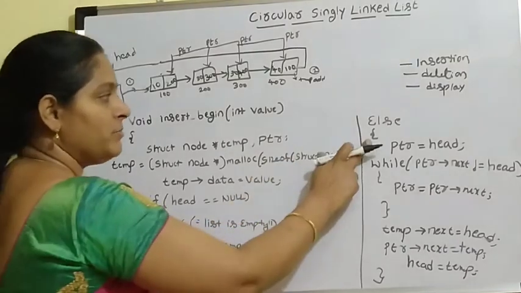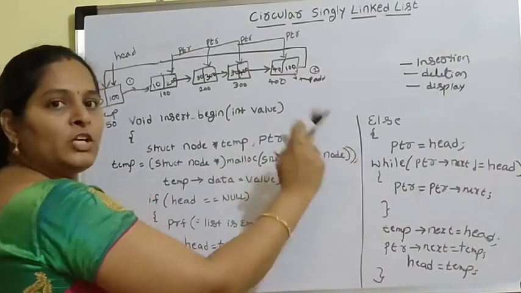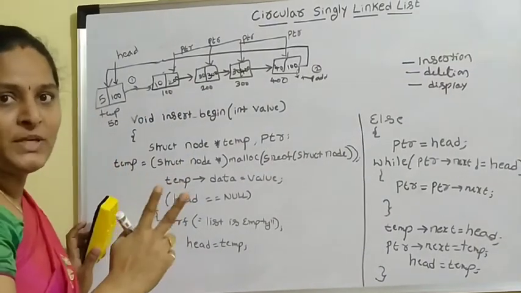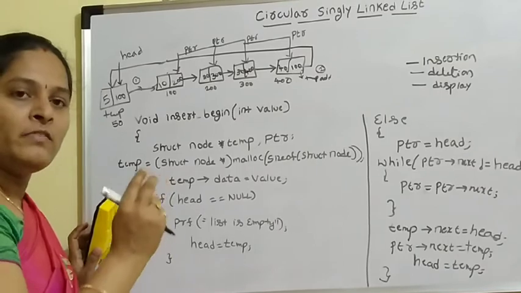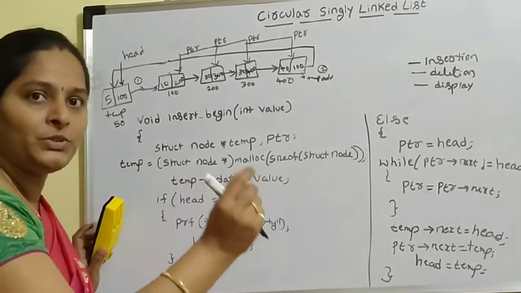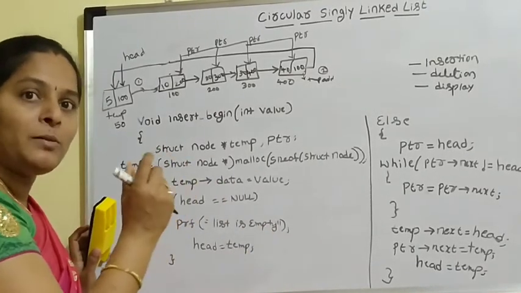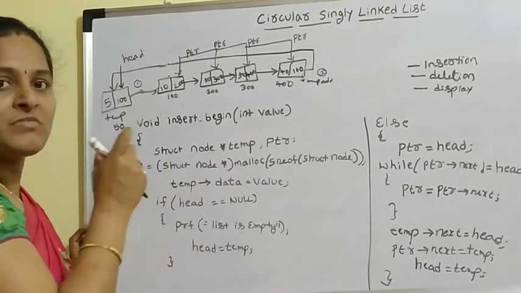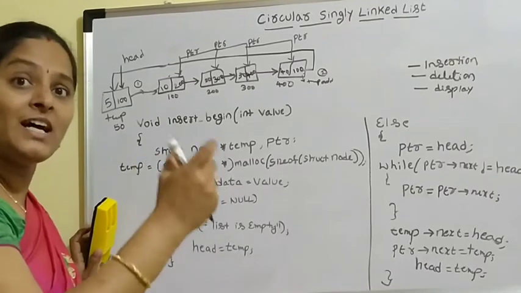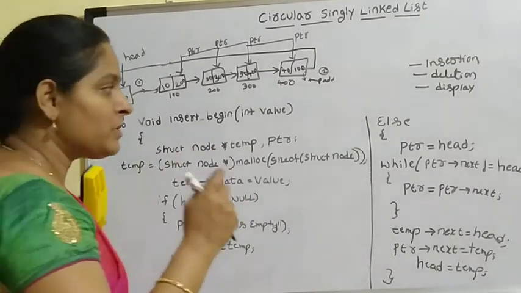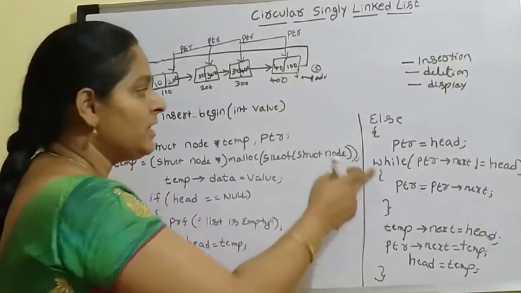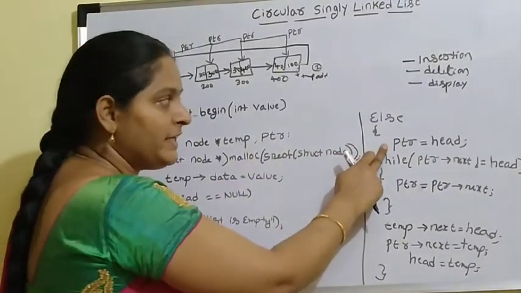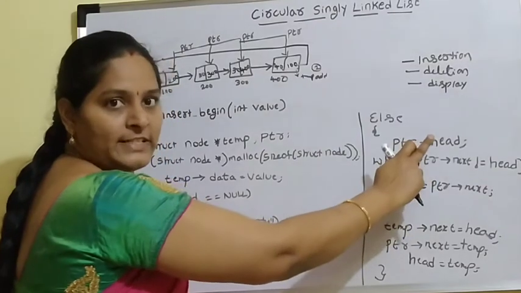If the list is not empty and you want to insert a node at the begin position, we need to make two connections. First, we need to connect our newly inserted node to the head node, and we need to update the last node's next part with the temp node. That is the reason why we need to know the last node address also. So for identifying the last node in the list, we take an extra pointer PTR.